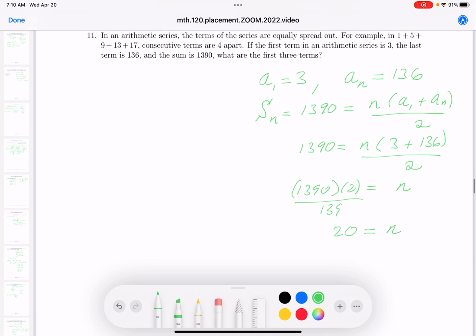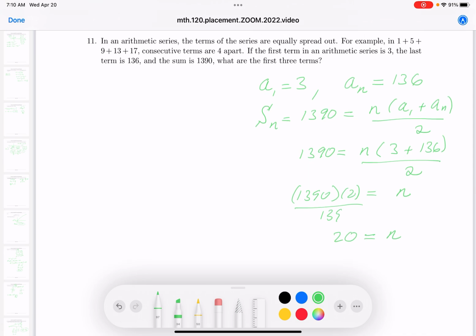All right? Now, someone says, is that what their question is? No, not really. Their question is, what's the first 3 terms? Well, I certainly know what the first term is. It's 3. But let's write this down. So A20, I know what n is now, is 136. And I know the nth term, I'll write this over here for you. It's another formula that we know, is going to be A1 plus n minus 1 times d.